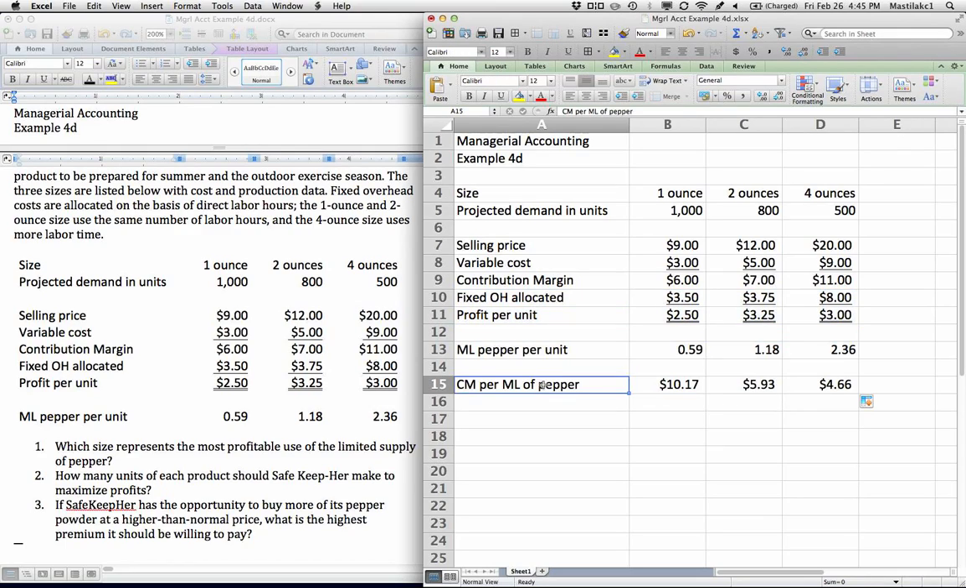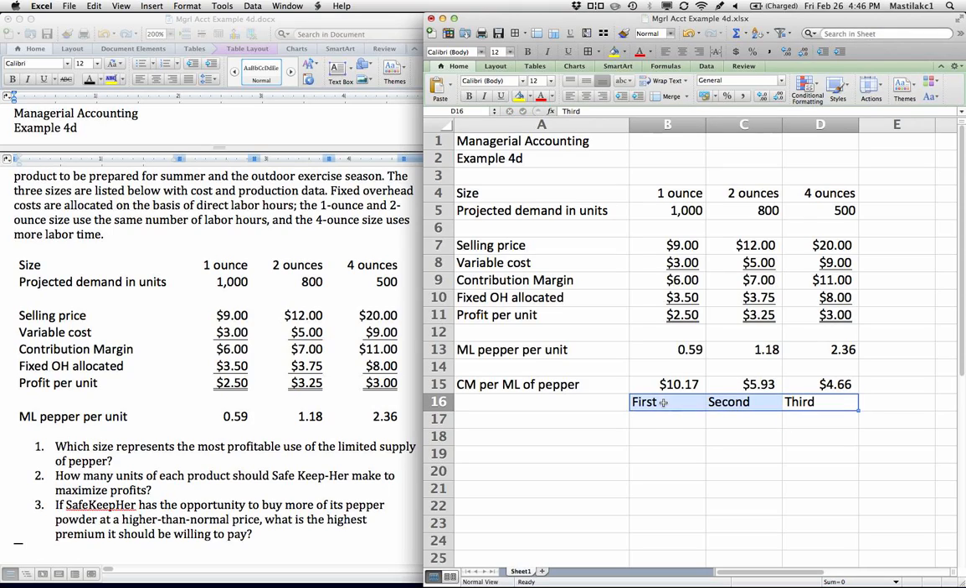So again, the relevant measure of profitability is contribution margin, but it's contribution per unit of input. So what this tells us is if I've got pepper, I want to use it most on the 1-ounce product because that's where I'm going to get the most profitability. Once I fulfill all the demand for the 1-ounce product, I'm going to make the 2-ounce products until I fulfill demand for those. And then finally for the 4-ounce product, I'll use whatever remaining pepper I have left to fulfill that demand. So this is the order in which we're going to produce our products: the 1-ounce product first, the 2-ounce product second, and the 4-ounce product third.